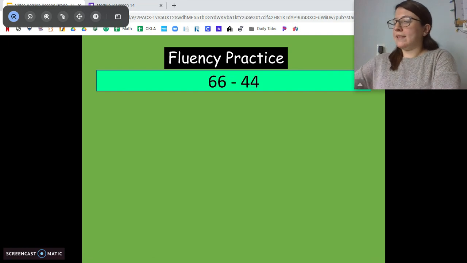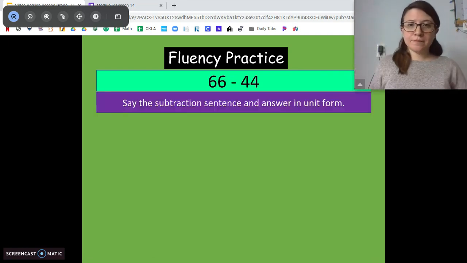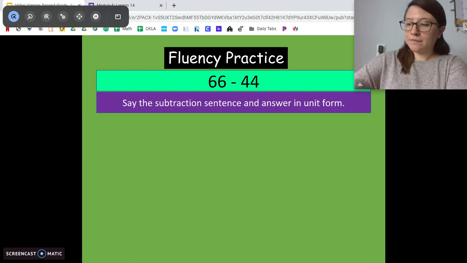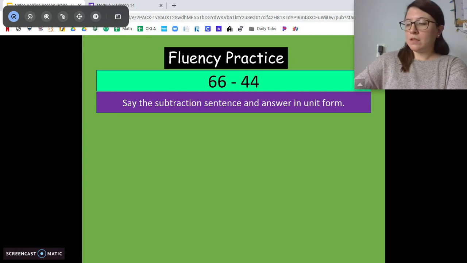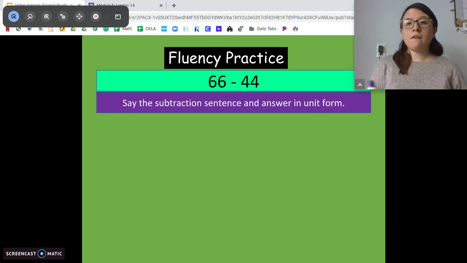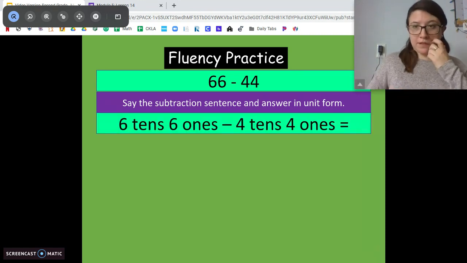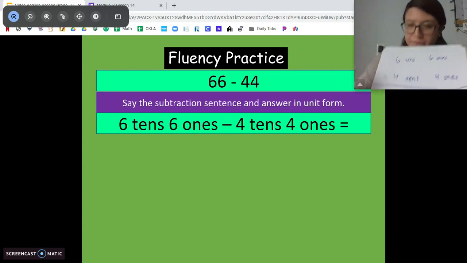Tell me this number sentence in unit form. So let's start with 66. We have 6 tens, 6 ones, I'm just writing it on my whiteboard, minus 4 tens, 4 ones. Now we can subtract our tens and our ones.